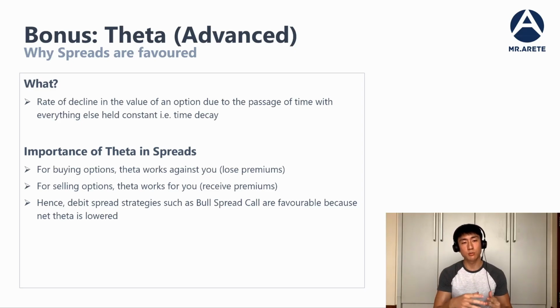Okay, so let us move on to why it is important. It is important because when you buy options, theta works against you, because every day you're paying a tax and you're losing money. And for selling, every day you're receiving a tax and earning some money from the premiums. Therefore, when we do a bull call spread, we essentially reduce the net theta for our trade.